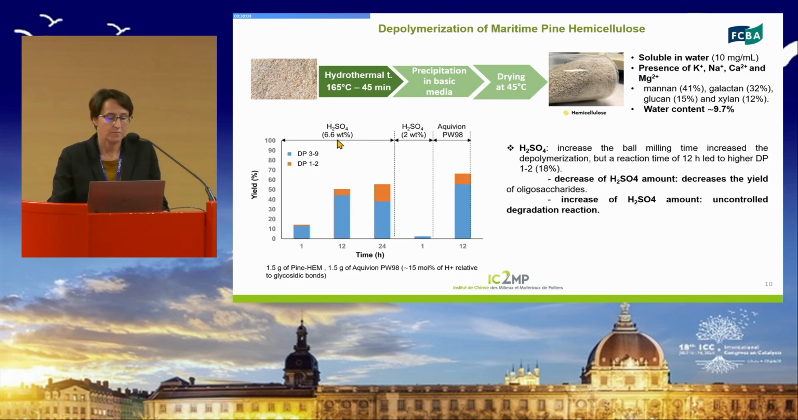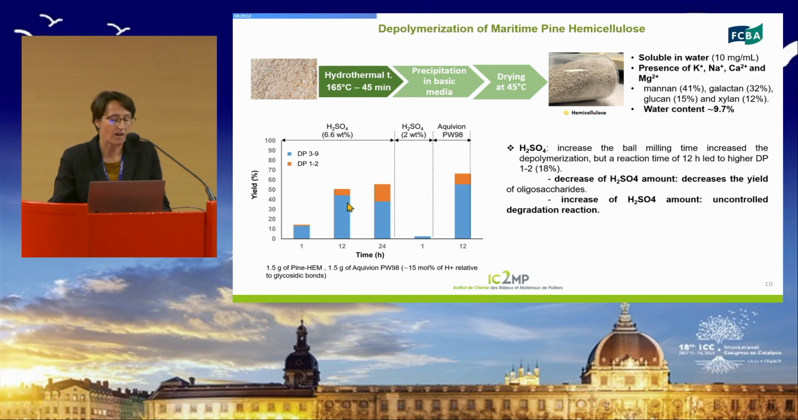So we have done some experiments, always starting from sulfuric acid. This is our reference. So we do the ball milling. You can see that we managed to obtain around 55% of the degree of polymerization between 1 to 9 after 24 hours of milling. And you can see that between 12 and 24 hours of ball milling, if you increase the time of ball milling, of course, you will continue the depolymerization process.